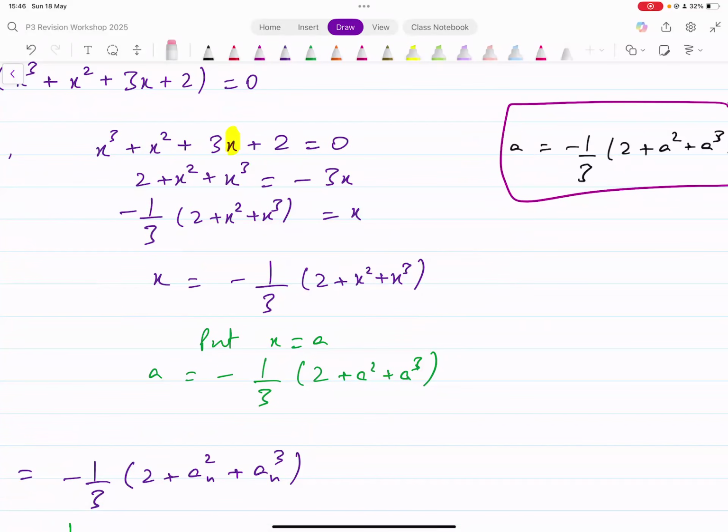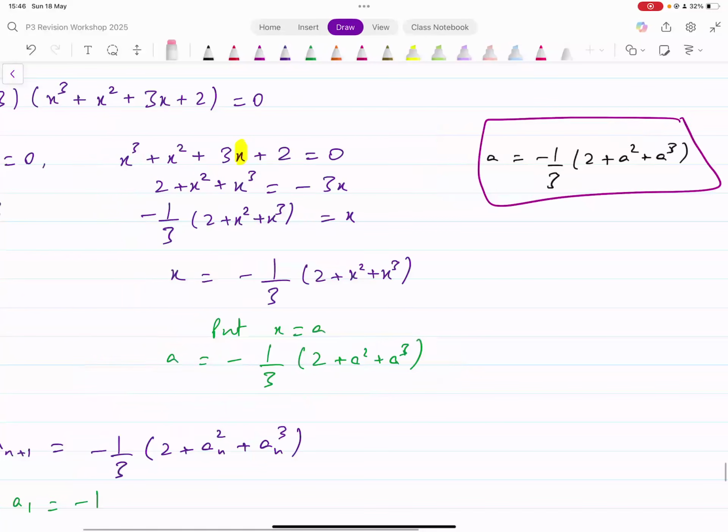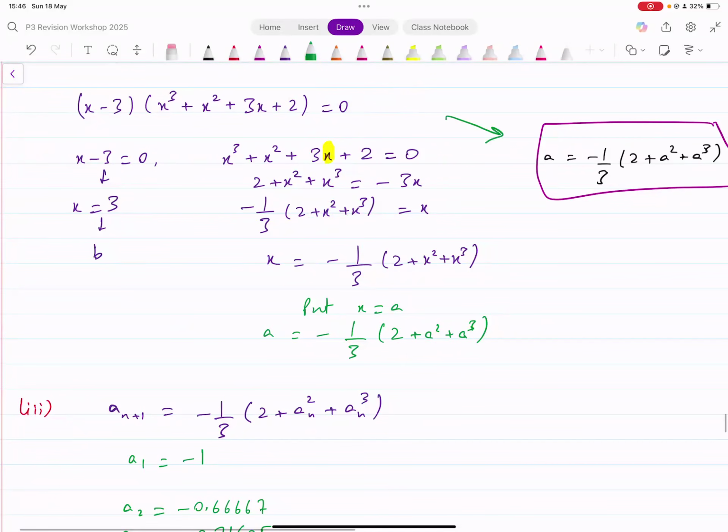At that point, the solution that you're looking for, x is equal to a, put x equals a, and that gives you the equation that they were looking for. A has to satisfy this equation, because it has to be a solution of this equation. So when you rearrange that, this is what we end up getting from that.